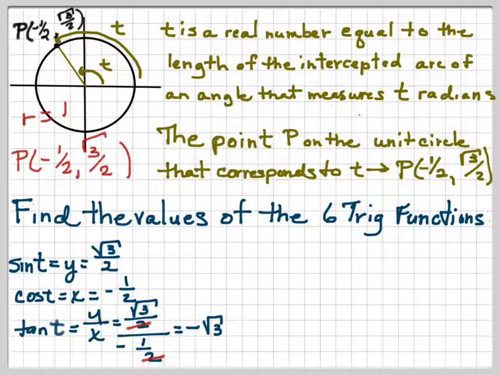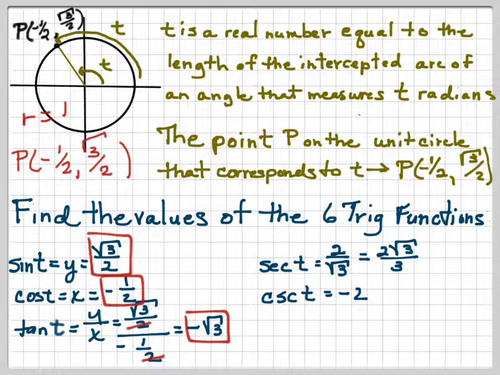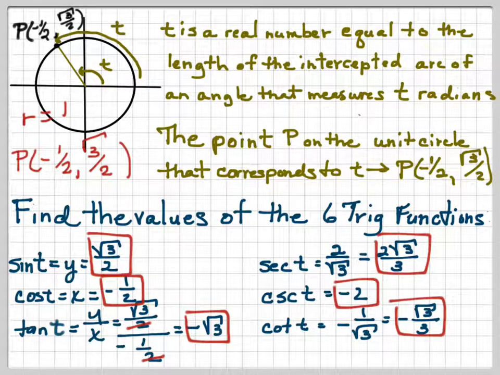Taking those 3 and finding the reciprocals, we will have the secant of t is 2 over the square root of 3, which is 2 square root 3 over 3. The cosecant would just be negative 2 as a reciprocal. And the cotangent is negative 1 over square root of 3, which is negative square root of 3 over 3. And there's those answers.